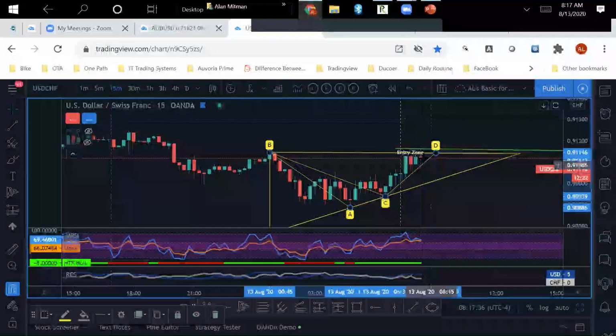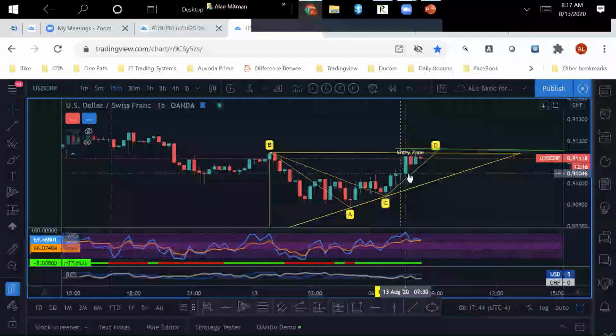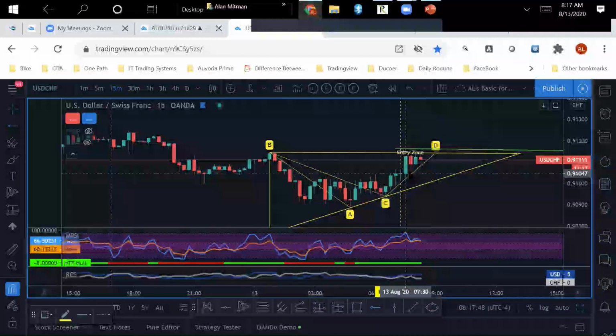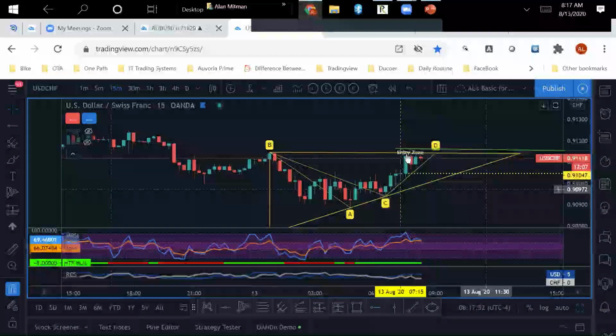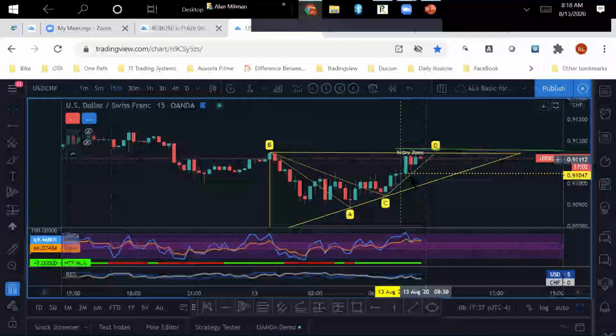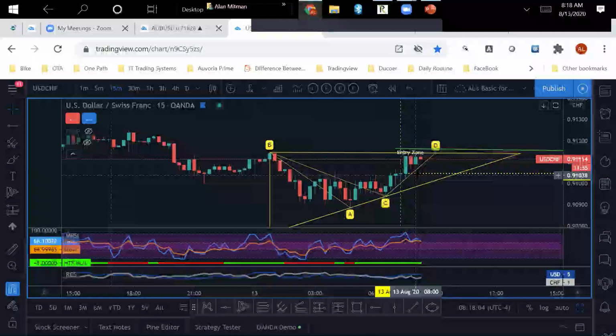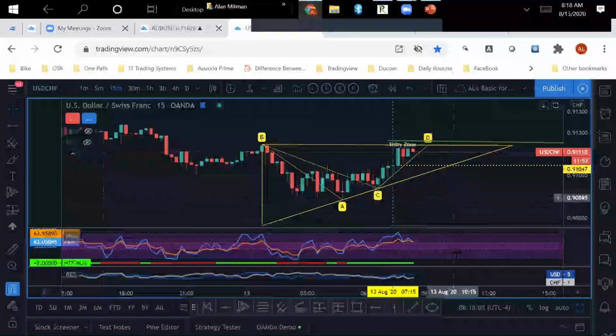If it breaks this, we could possibly get an earlier entry for it to break to the bottom. But I would still need to have it close below this candle right here before I could take that trade early on. And that would be a little bit more advanced. Normally, we try to just wait for it to break the bottom of the wedge. But this candle is a significant candle. If it breaks this trend line, this CD line, I want to see it close below the bottom of this candle. And that would give us a good indication that maybe the wedge will break and go to the downside.